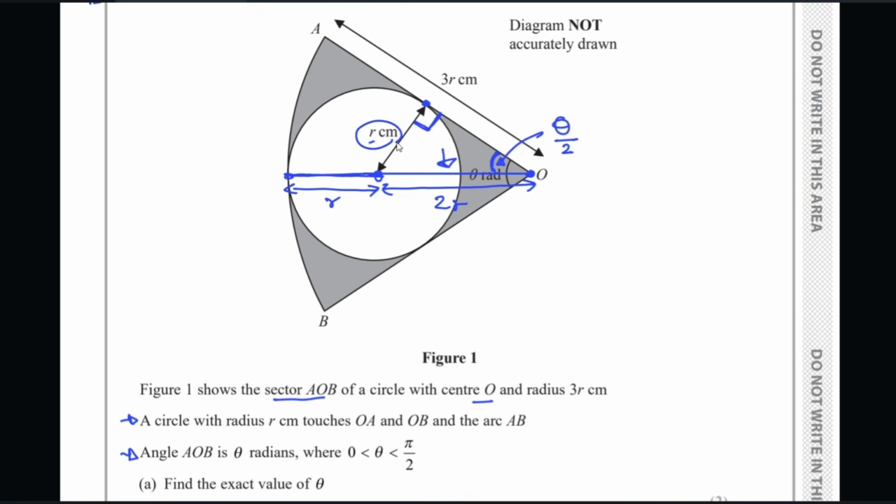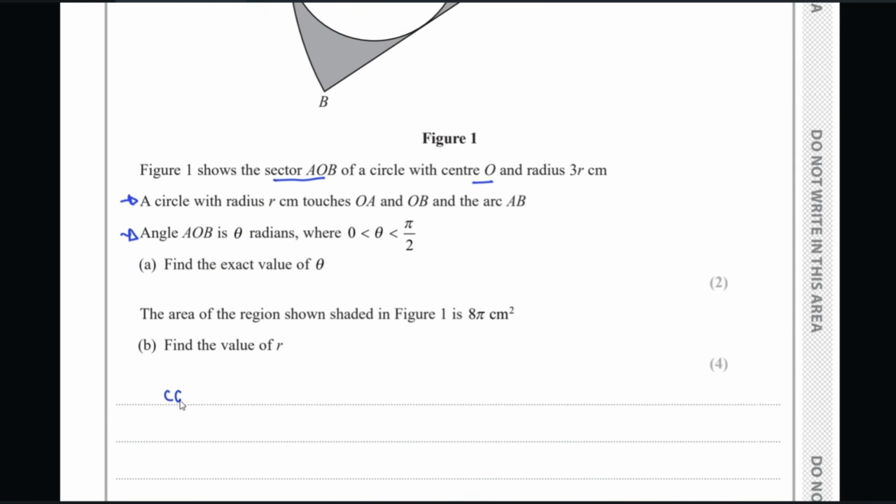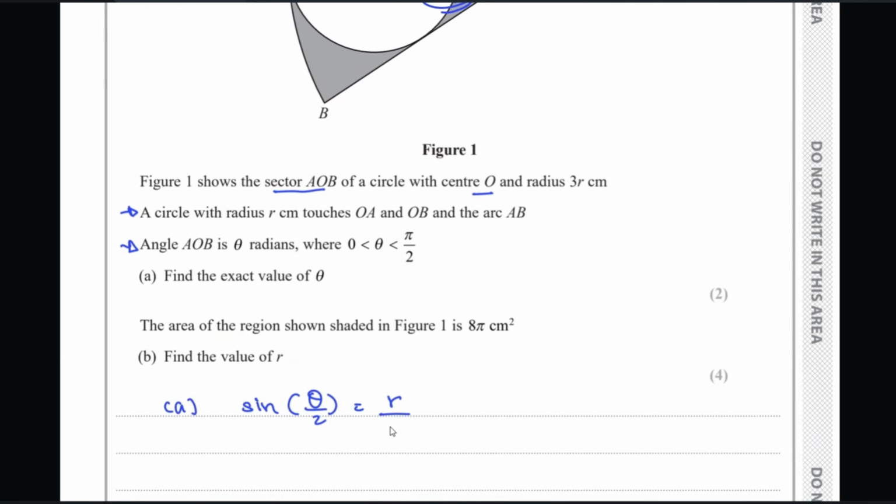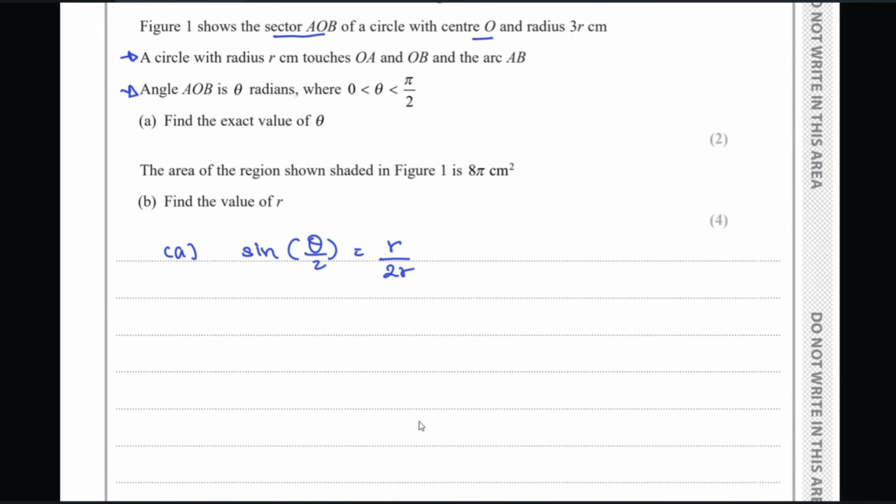So we know the opposite side, which is r cm, and the hypotenuse, that is 2r cm. And we can use trigonometry to solve the theta value. So we can say sine theta over 2. So question A, sine theta over 2 is equal to opposite side r divided by hypotenuse 2r. R divided by 2r. And this becomes sine theta over 2 equals half, because r cancels.